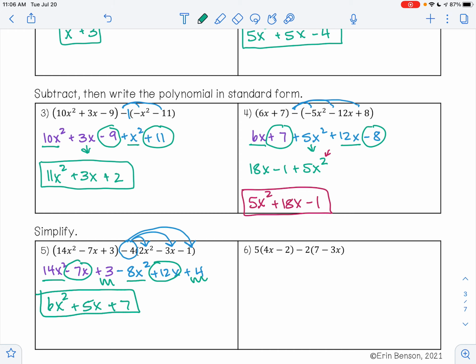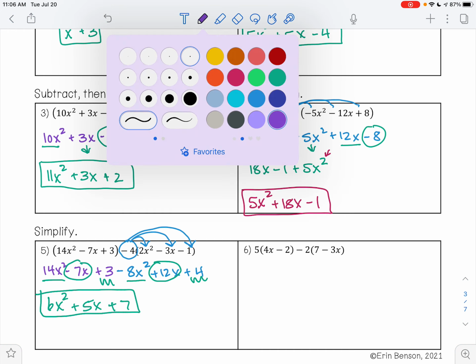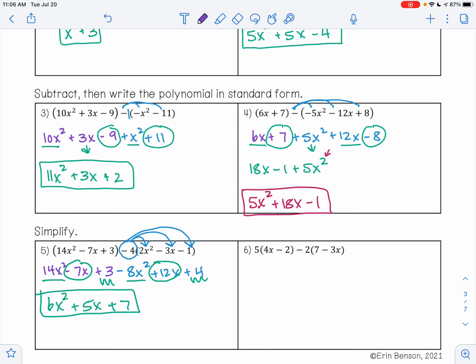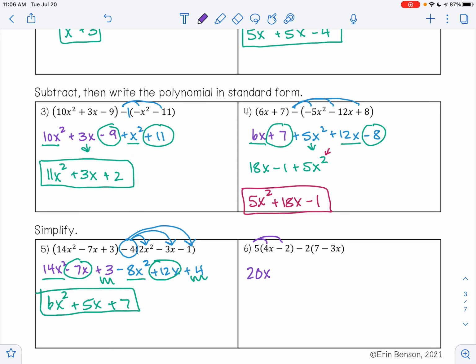Let's go ahead and look at example 6. For my first set of parentheses, I have a 5 to distribute. So let's go ahead and distribute that 5. 5 times 4x is 20x. 5 times negative 2 is negative 10. I'm going to go ahead and stop distributing because my parentheses end. So that's how you know you're done with distributing.